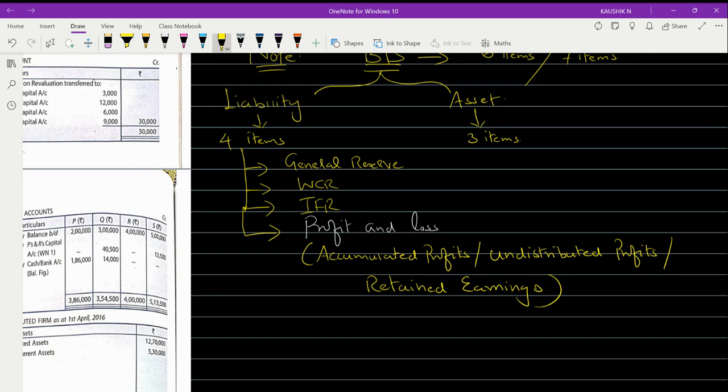So if you find any P&L account appearing on the liability side of the balance sheet, it denotes the accumulated profits or undistributed profits or the retained earnings. So this amount should be credited to the old partners' capital accounts or current accounts in the old profit sharing ratio. Is it clear?